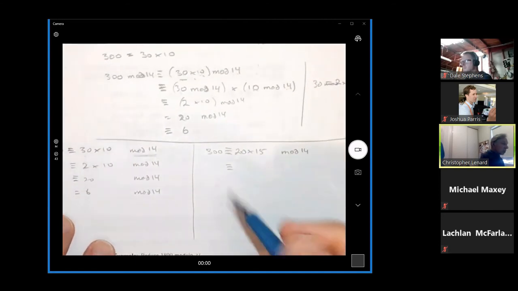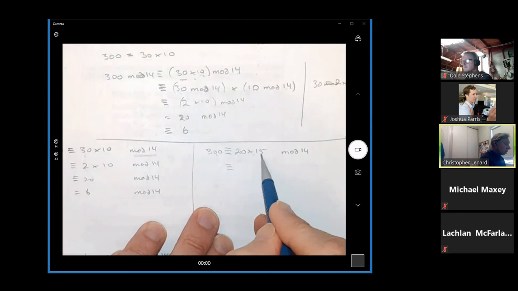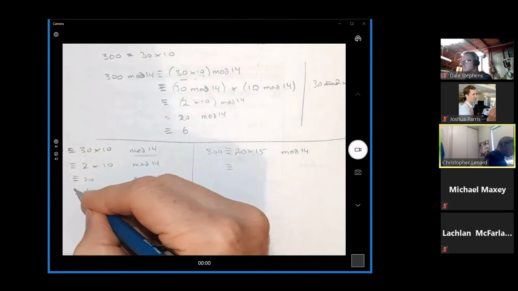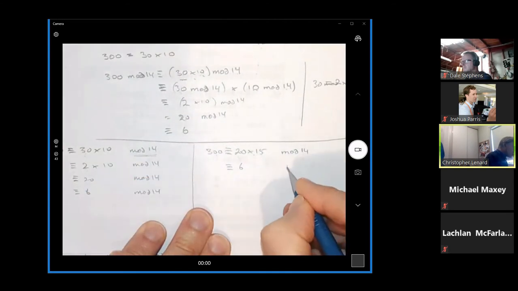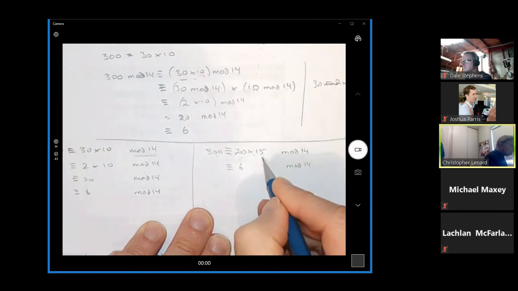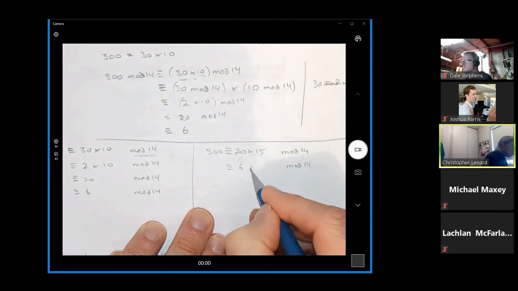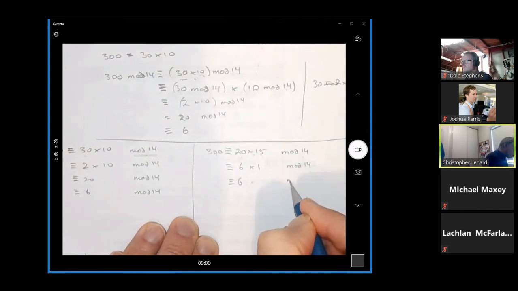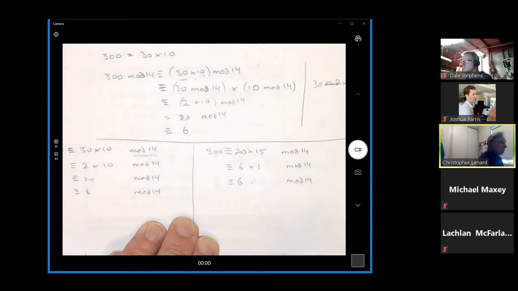If you follow the same sort of template, 300 is 20 times 15 mod 14. What's 20? Oh, we already worked that out. That's 6. So in the mod 14 system, 20 and 6 are the same thing. What's 15 equivalent to? Well, it's just 1 more than 14. So it's equivalent to 1. So we've done the same thing. 6 times 1 is 6. You can't get any simpler than 6 in the mod 14 system. And we get the same answer.